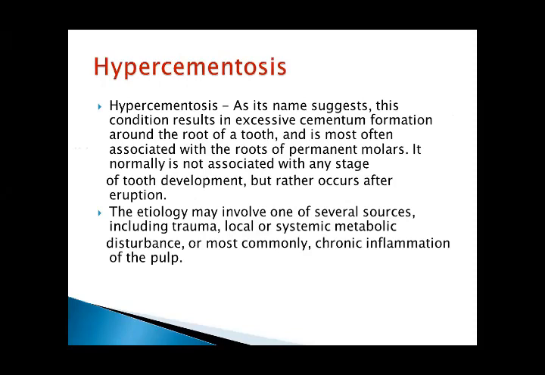Next is hypercementosis. Hypercementosis, as its name suggests, is a condition that results in excessive cementum formation around the root of a tooth, and is most often associated with the roots of permanent molars. It normally is not associated with any stage of tooth development, but rather occurs after eruption. The etiology may involve one of several sources, including trauma, local or systemic metabolic disturbances, or, most commonly, chronic inflammation of the pulp.